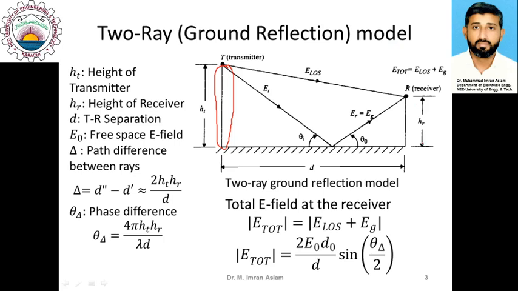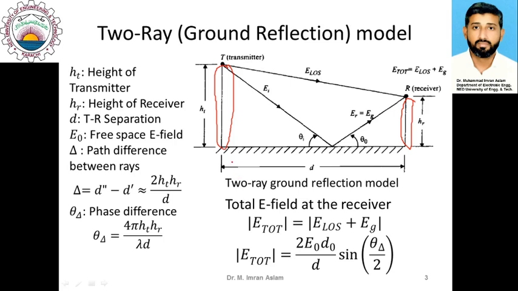Receiver, in most cases, the receiver height is the same as the human height, because most of the mobile receivers are intended for human use. So generally the receiver height is relatively very close to the height of a human, which you can take as 1.5 to 2 meters maybe.